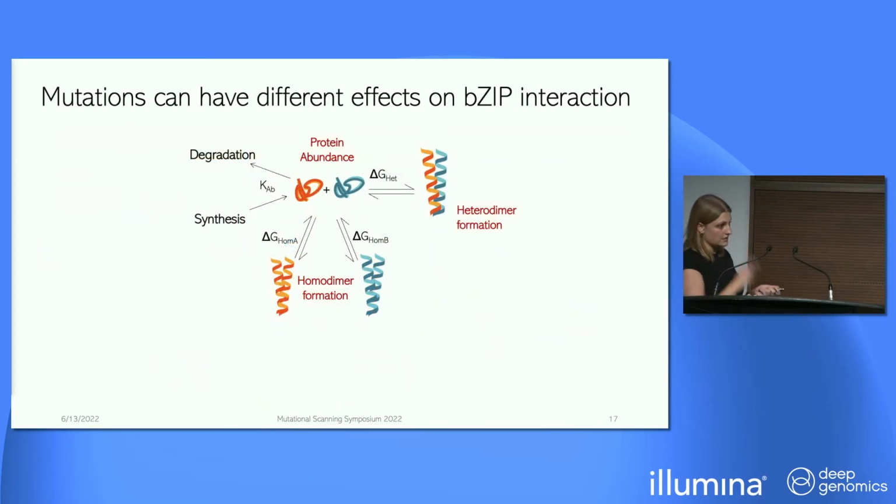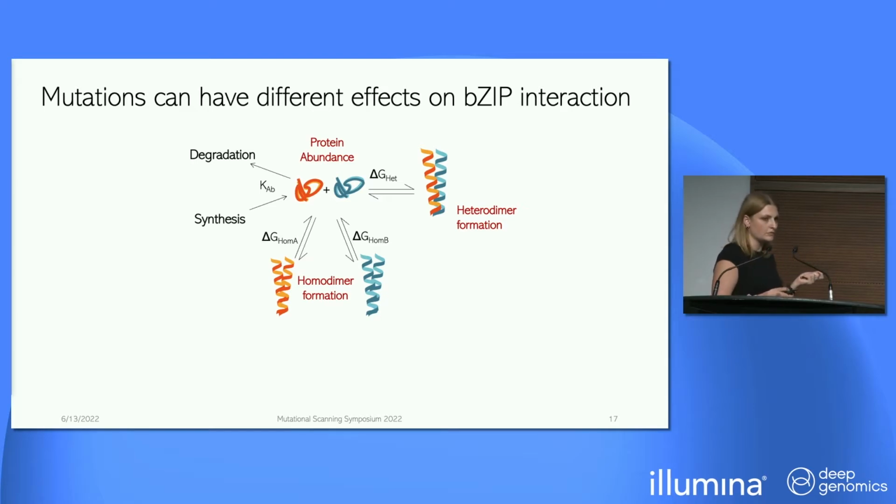We have to take into account that mutations can have different effects on BZIP interaction, and this is also something you already heard before. And here I'm showing you now this model of states that BZIPs can have in the cell. So basically, if they're not bound in a dimer, they are present as these intrinsically disordered monomers, and they only fold upon binding. And this steady-state abundance of monomers is dependent on degradation and synthesis. They can then form either heterodimers or homodimers. The way I presented it now, in our screen, we would only measure heterodimer formation.